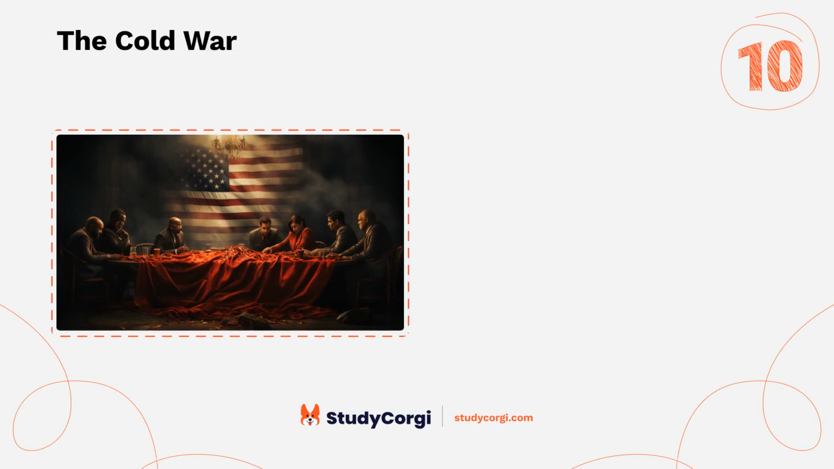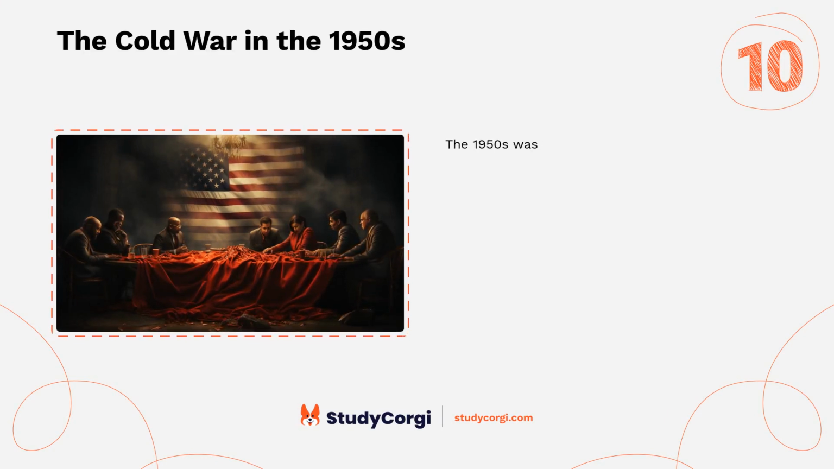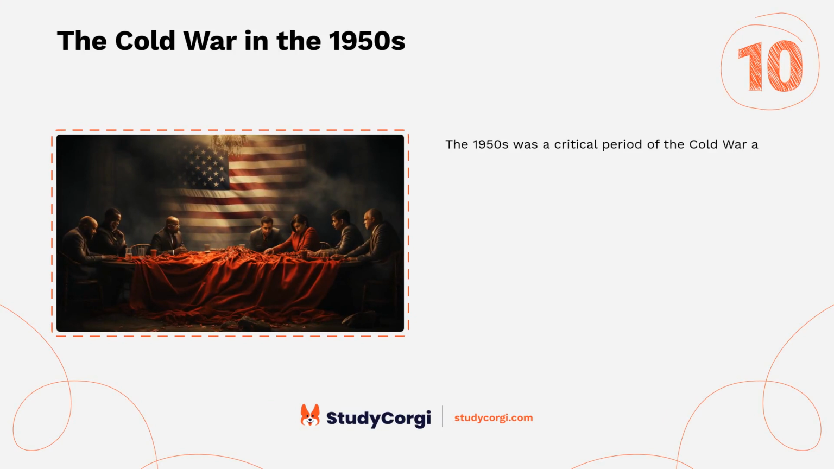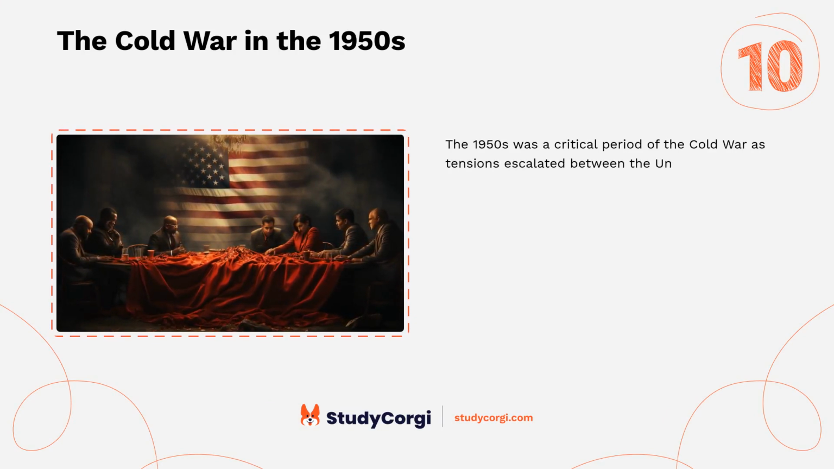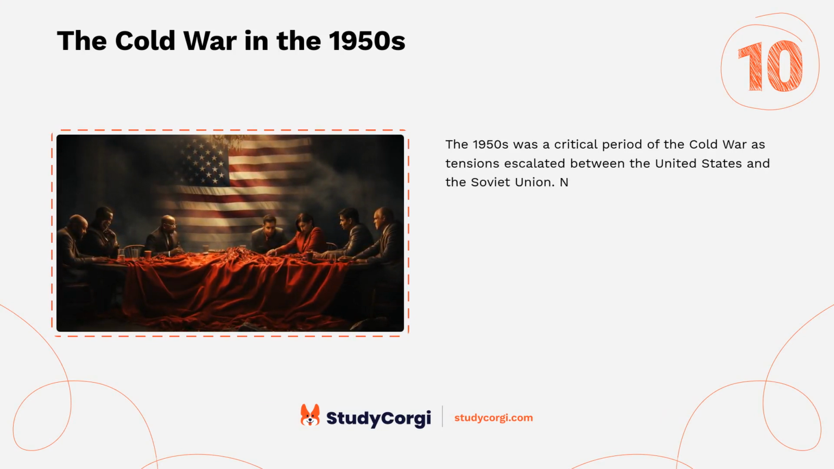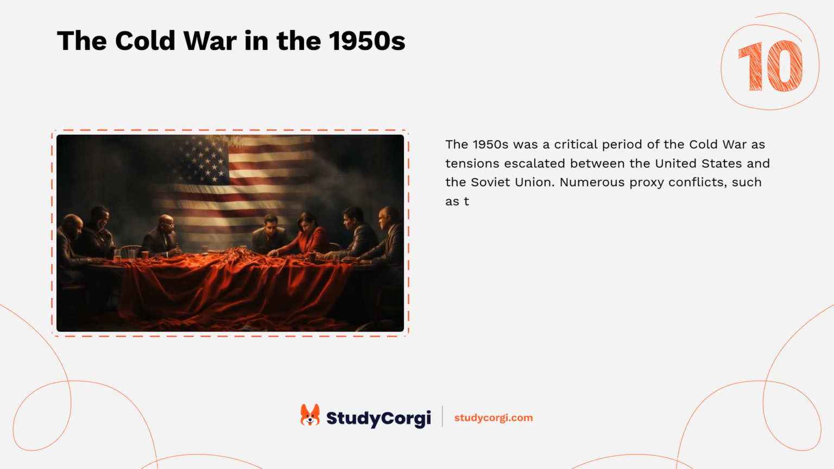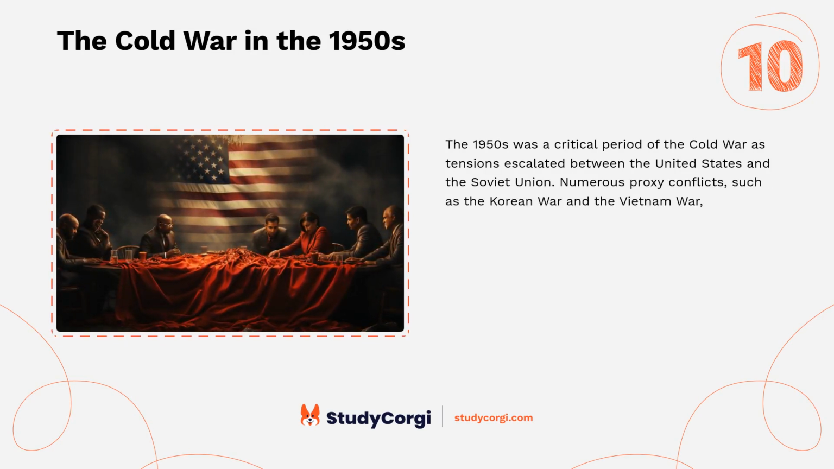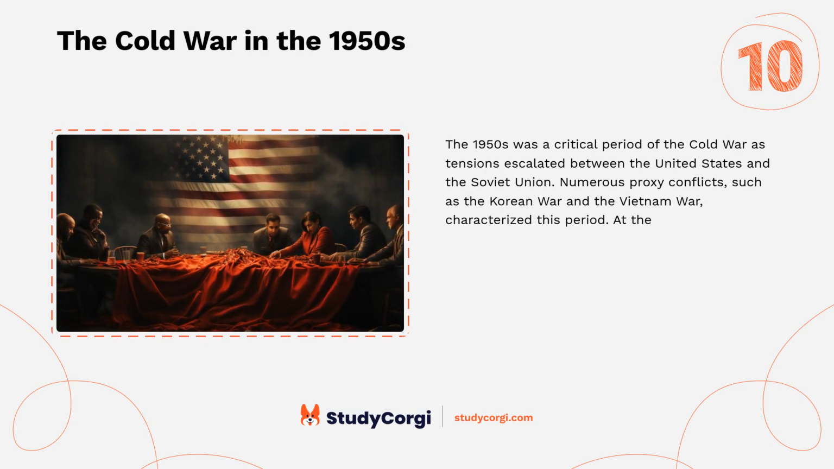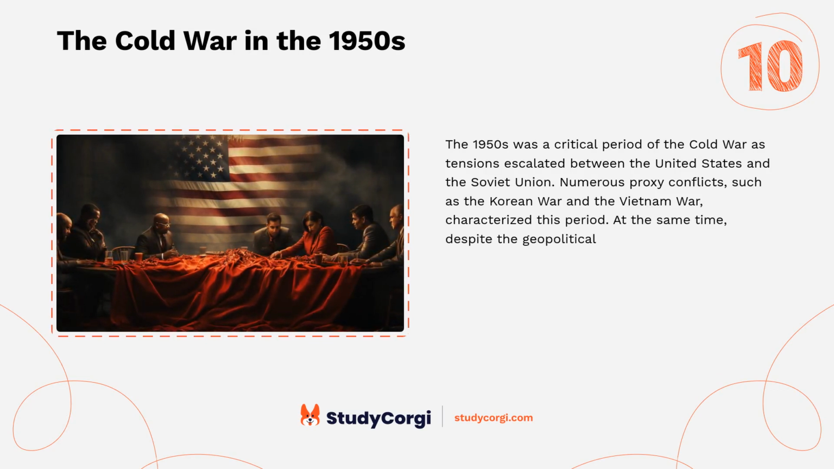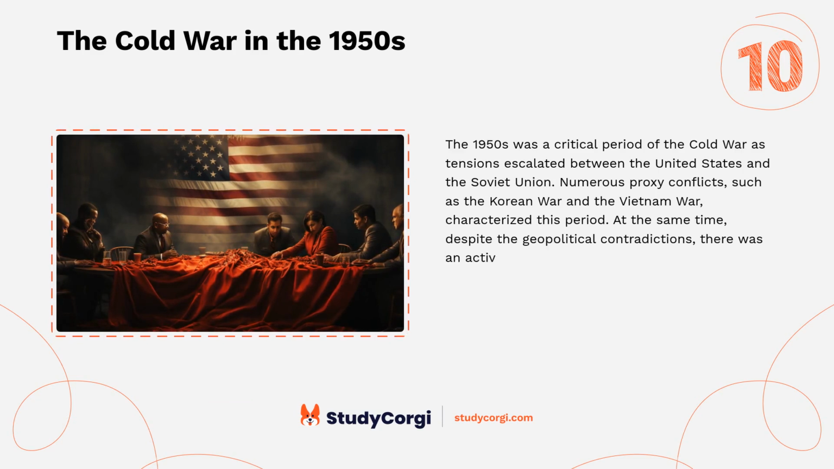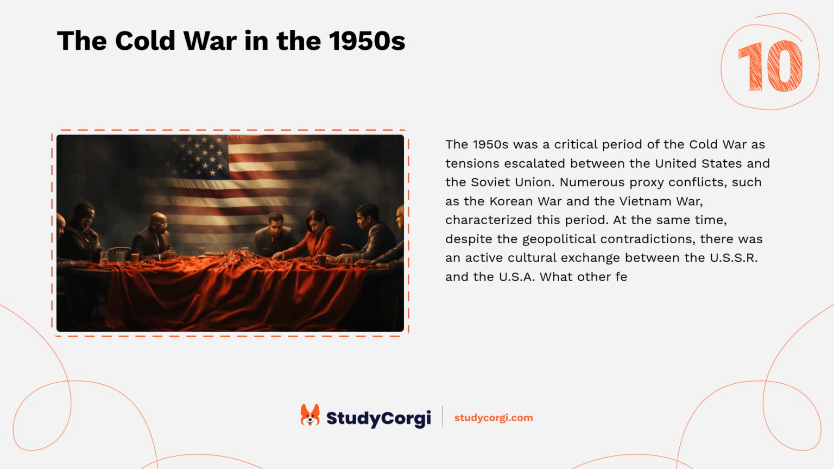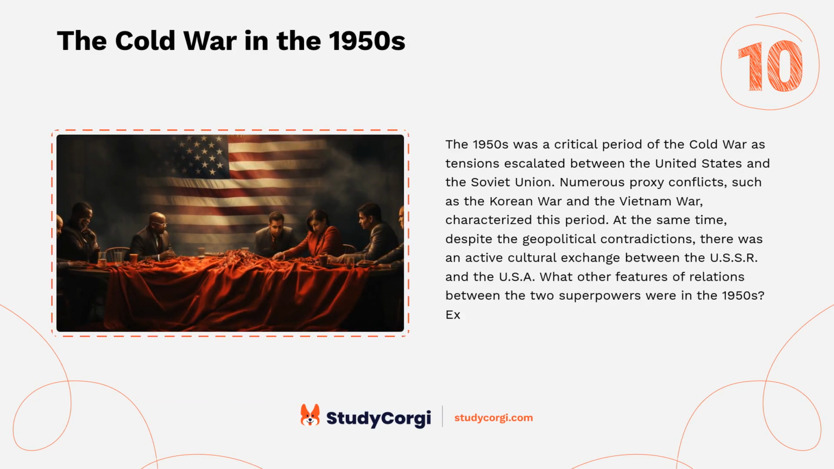The Cold War in the 1950s. The 1950s was a critical period of the Cold War as tensions escalated between the United States and the Soviet Union. Numerous proxy conflicts, such as the Korean War and the Vietnam War, characterized this period. At the same time, despite the geopolitical contradictions, there was an active cultural exchange between the USSR and the USA. What other features of relations between the two superpowers were in the 1950s? Explore in your essay.